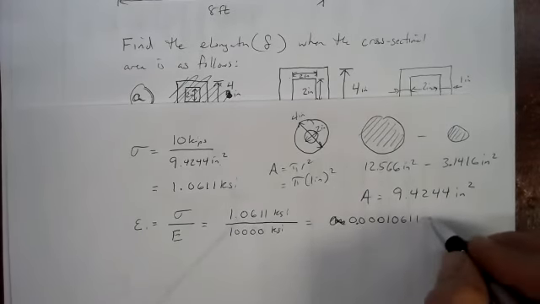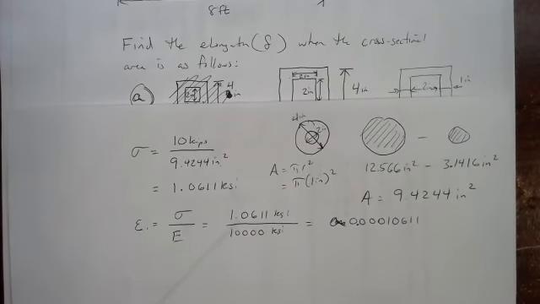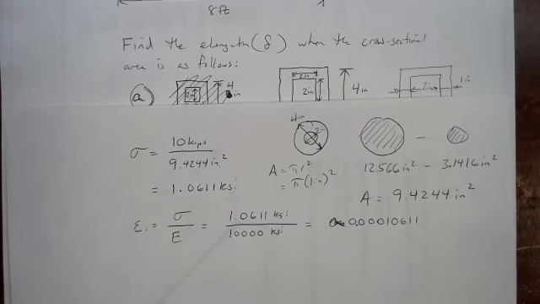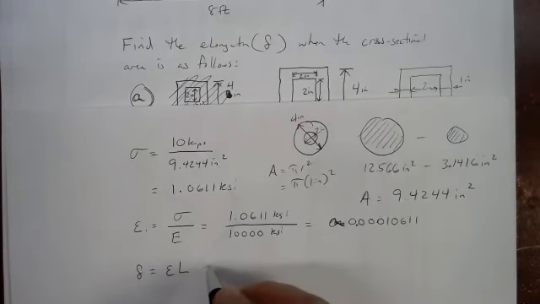because that's telling us that each inch is growing by, in this case, 106 millionths of an inch, or each foot is growing by 106 millionths of a foot. It's dimensionless, so it'll take on whatever units we give it. And we can do that in our last part here to find the elongation. We take the strain and multiply it by the length.